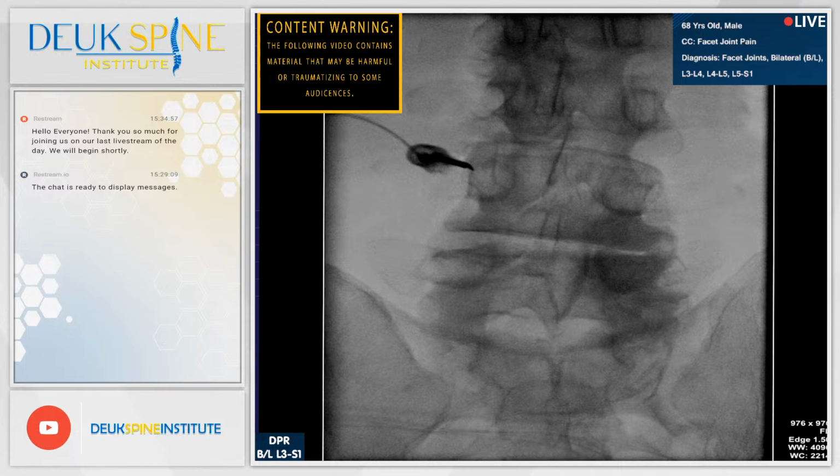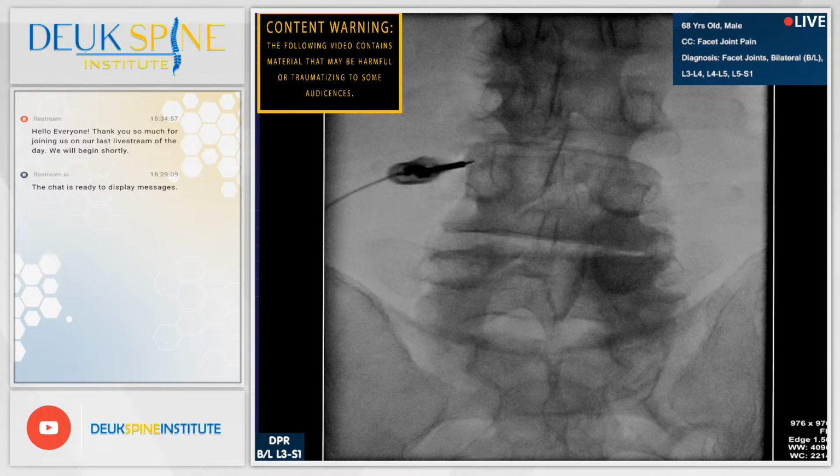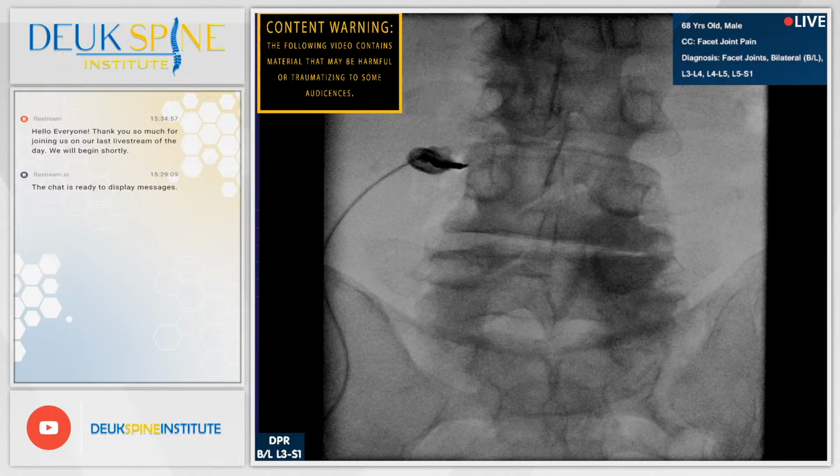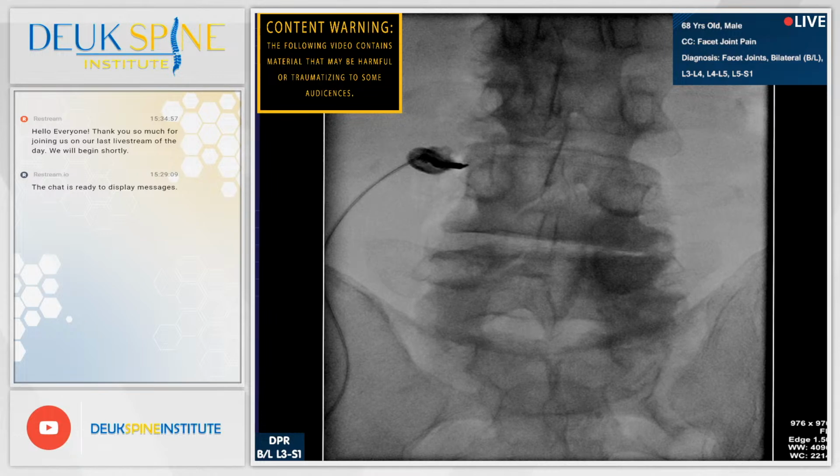Perfect. Right where we want to be for number 2. That's like right where we want to be in that corner there. Right where the transverse process meets the superior articular process.